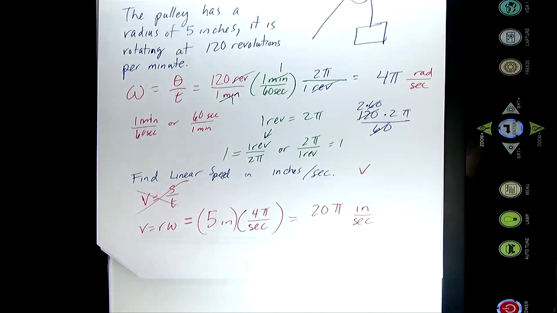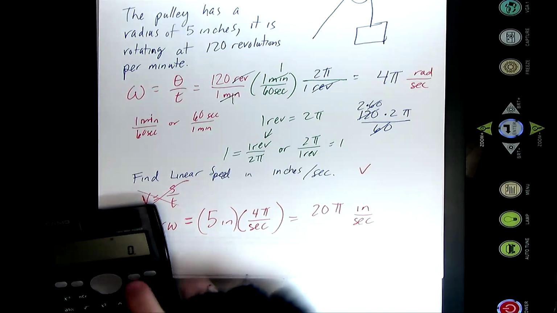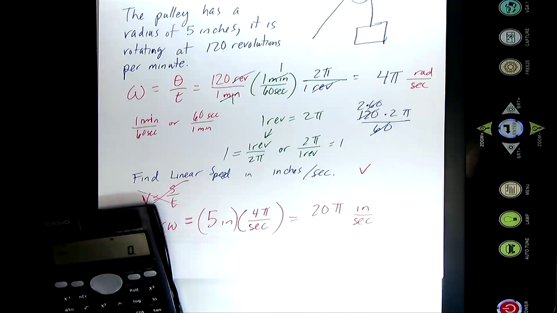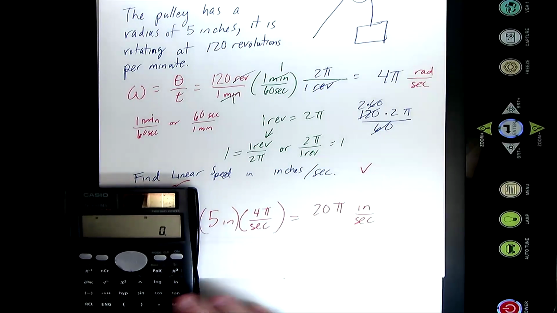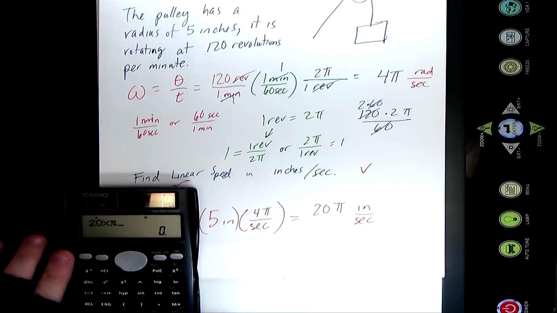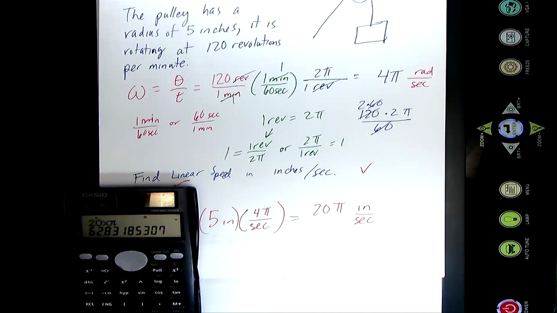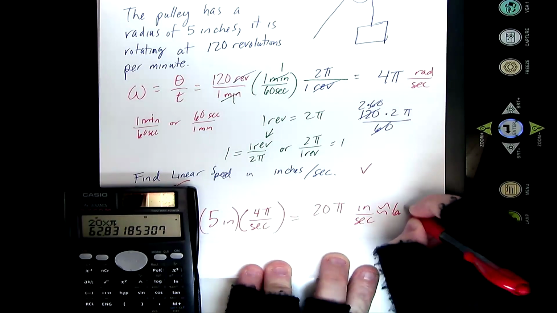And that's no good, because that's not meaningful. I don't know how far 20 pi inches is. So if it makes sense and the unit is, leave the pi in there. But if the pi doesn't make sense, like it doesn't help you determine something, put it in a calculator. 6.28. Approximately 6.28 inches per second.